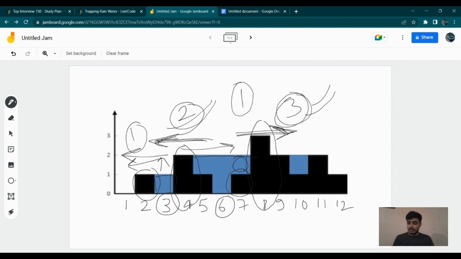So let's see the sixth index, which we have discussed earlier. We are going to take the minimum. Here it is 3 and 2. So the minimum is 2, and the height of index 6 itself is 0 because it has no block. So it is going to store 2 units of water fully. So this is how this question is going to be solved.